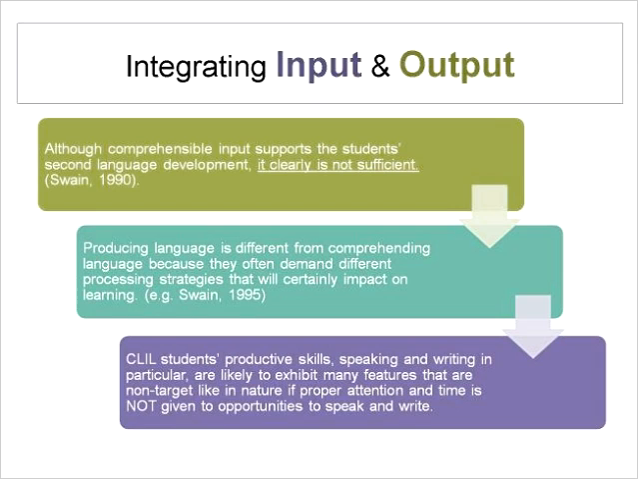Because as the slide says, although comprehensible input supports student second language development, it is clearly not sufficient. Producing language is different from comprehending language because they often demand different processing strategies that will certainly impact on learning. So, look at this. CLIL students' productive skills, speaking and writing in particular, are likely to exhibit many features that are non-target-like if, and only if, proper attention and time is not given to opportunities to speak and to write.